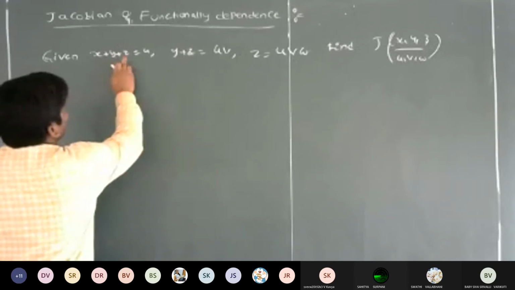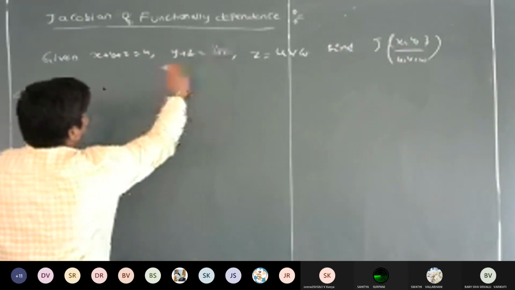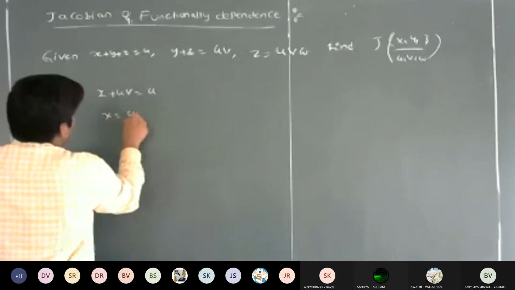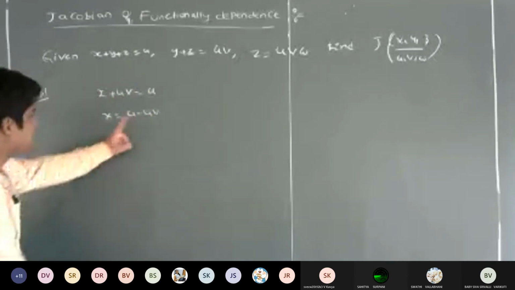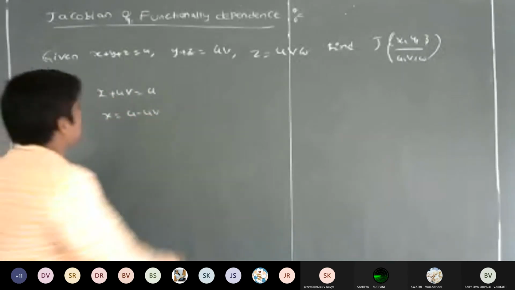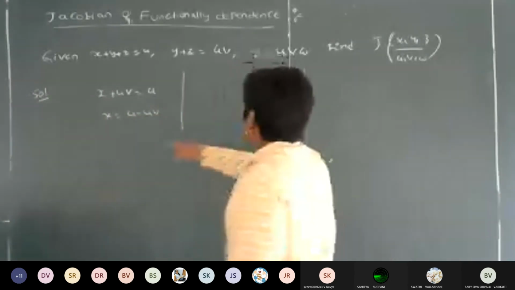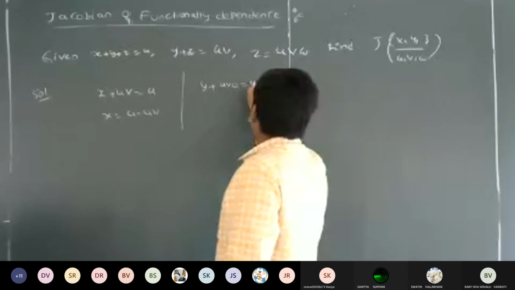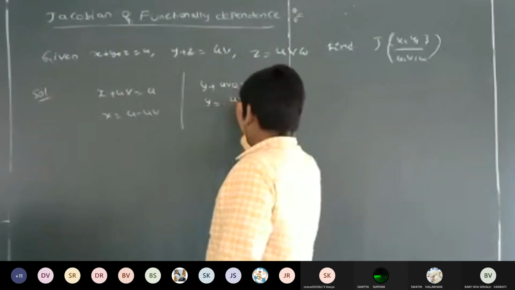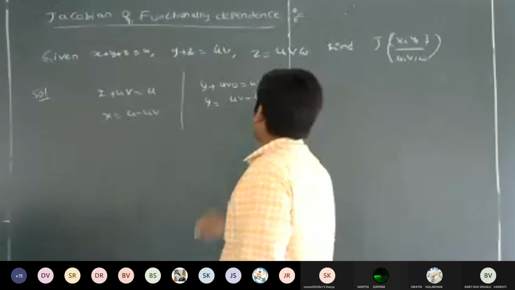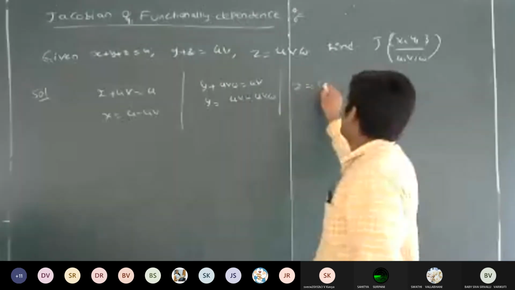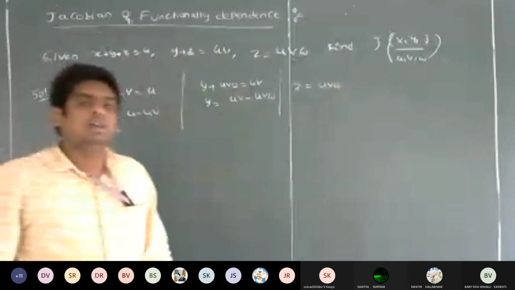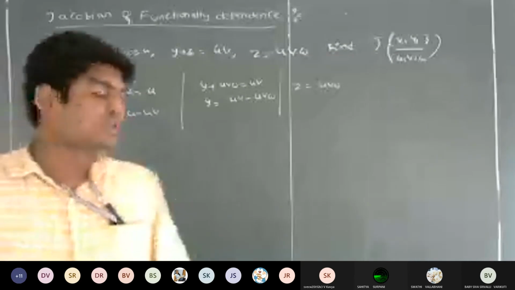Coming to the solution, from here, what is the value of y plus z? It is very well known, that is uv. So x plus uv is equal to u, so x is equal to u minus uv. Now x is a function of u, v, w. Next we calculate the y value. We know that z is equal to uvw, so y plus uvw is equal to uv, so y is equal to uv minus uvw. Similarly z is a function of u, v, w. So the first task is to find the dependent variables in terms of the independent variables.